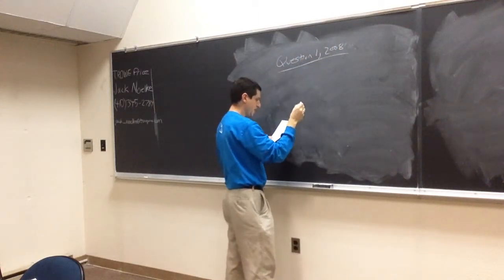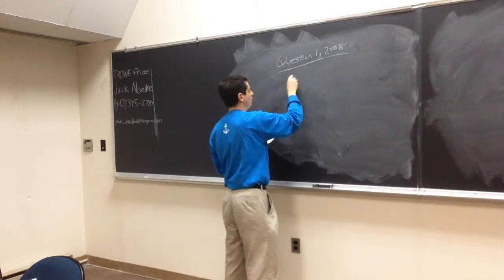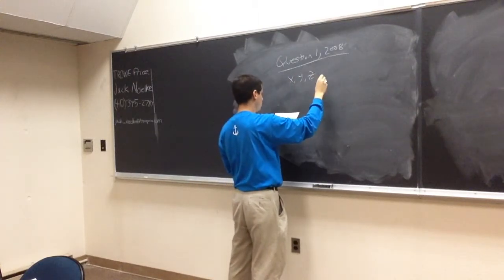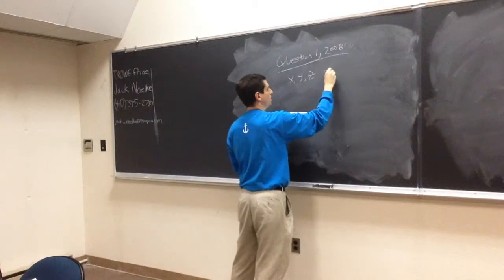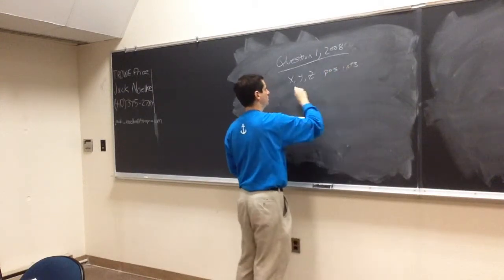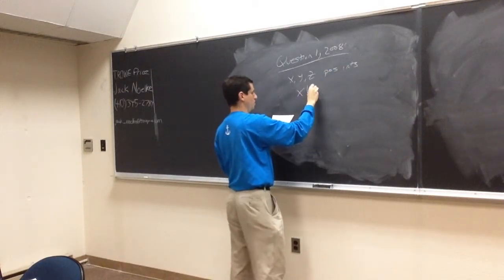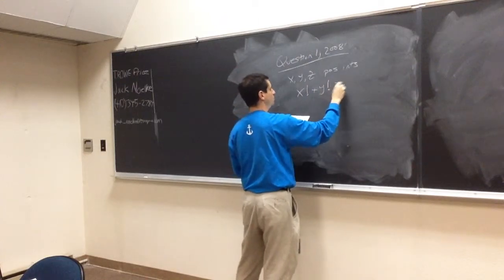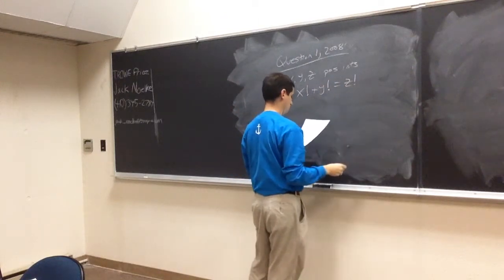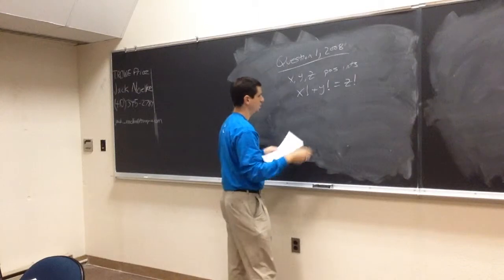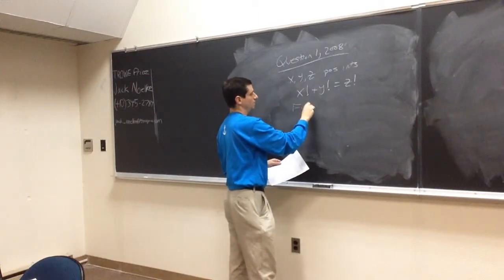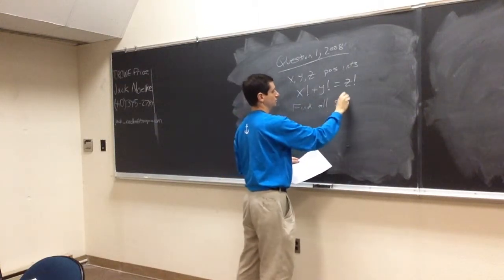So there was a period of time when problems like this enjoyed a huge amount of popularity. X, Y, and Z are positive integers. X factorial plus Y factorial equals Z factorial. Okay? Find all solutions.